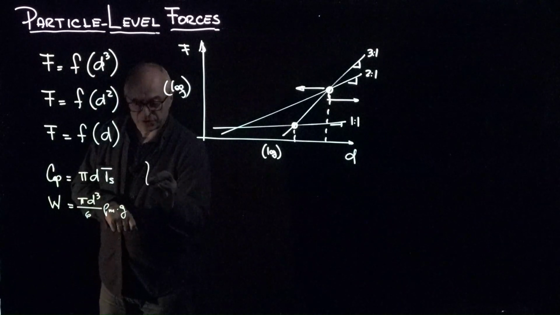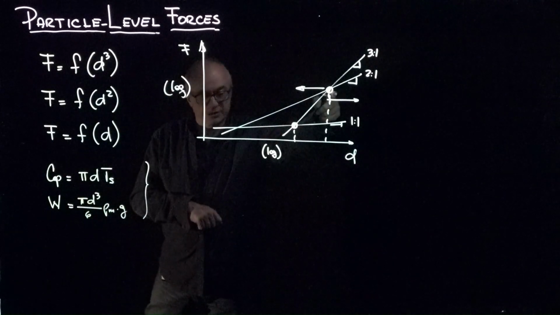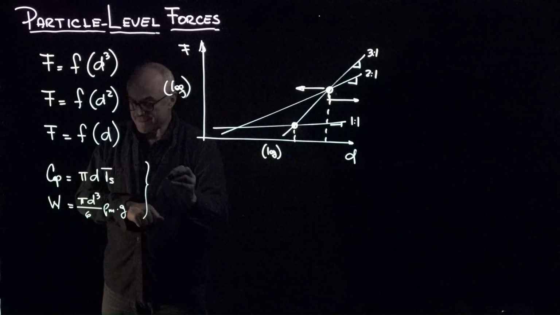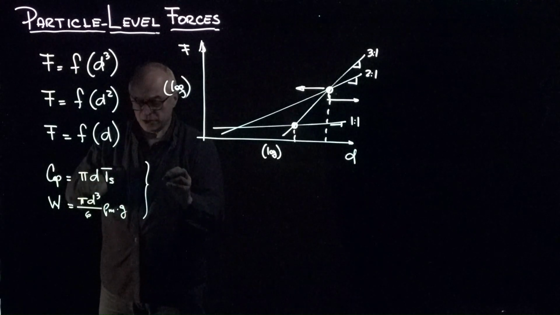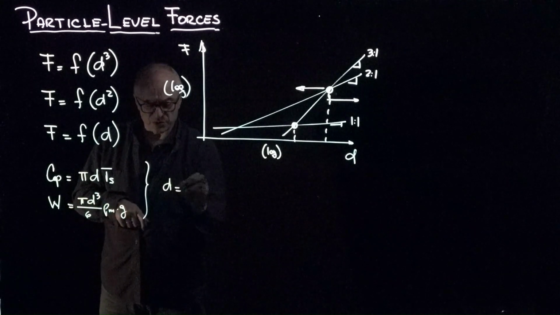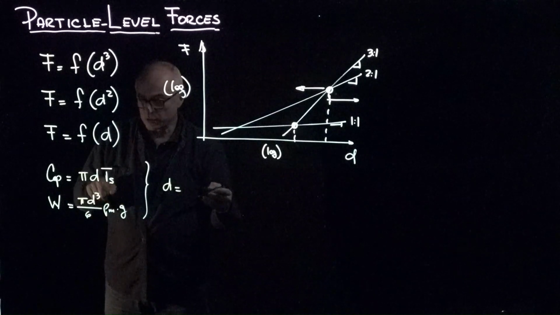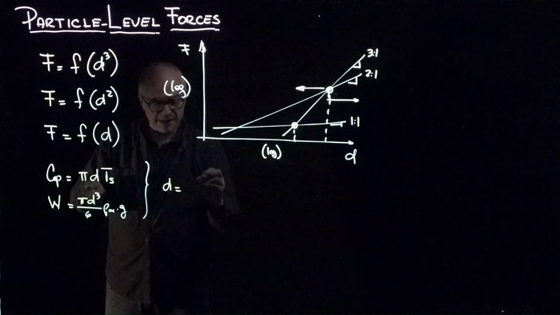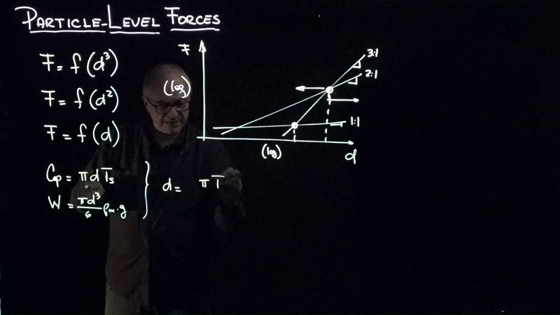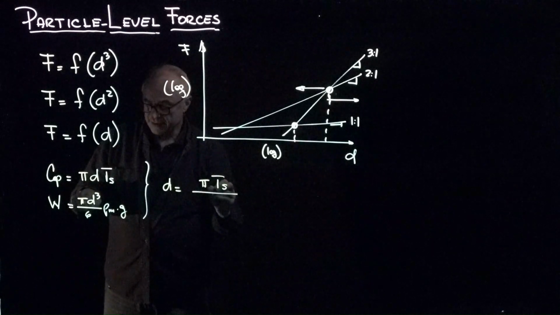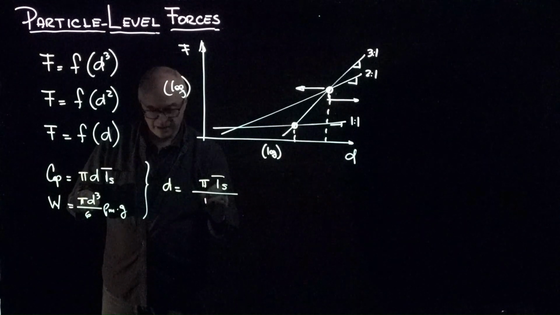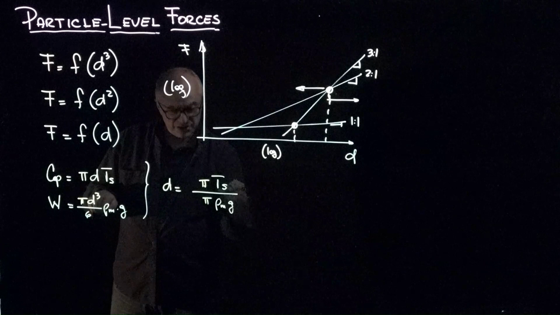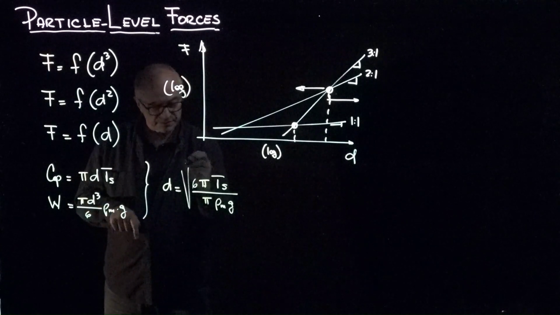When these two forces are the same, which is the intersection point that we are looking at, then the d with the d cubed cancels out, and we get d squared, which will give us the square root of the pi surface tension over, the pi will also cancel out, pi rho mineral g over 6, square root.